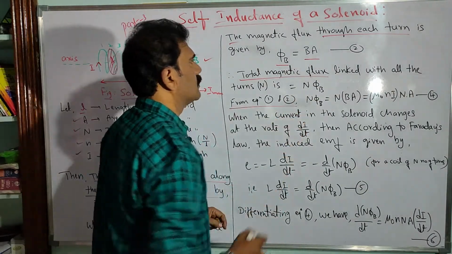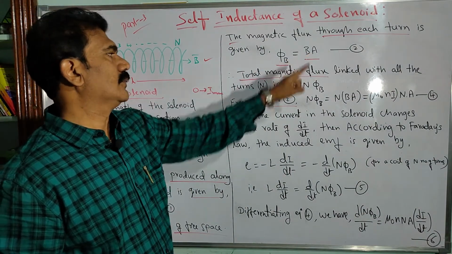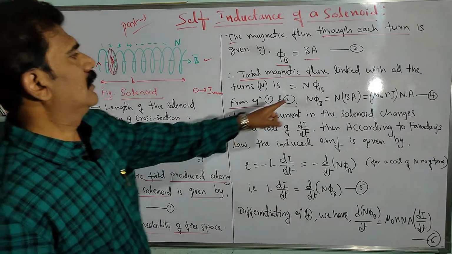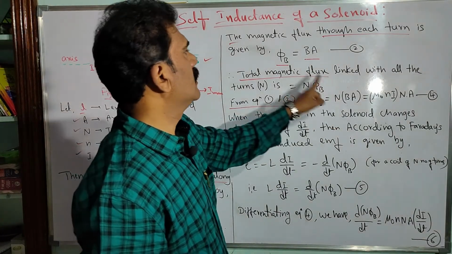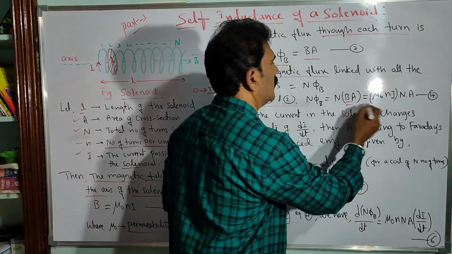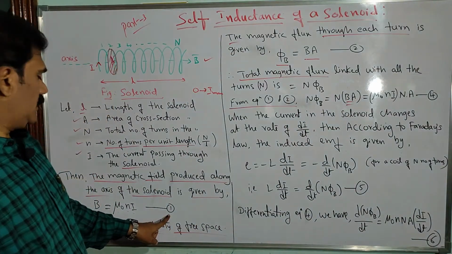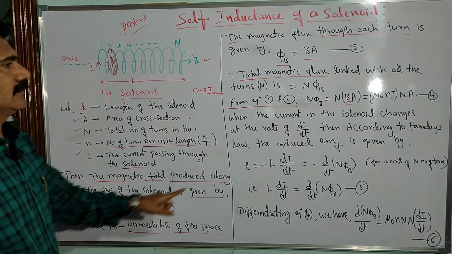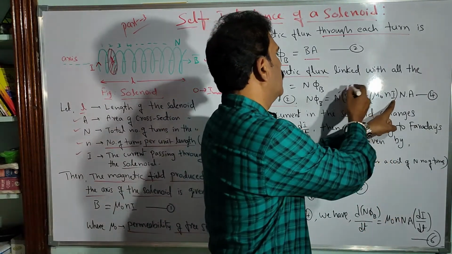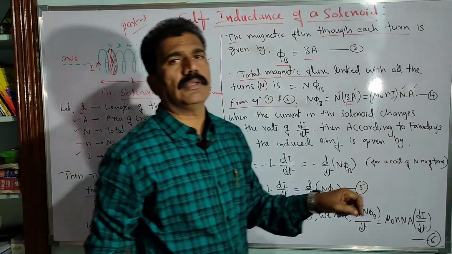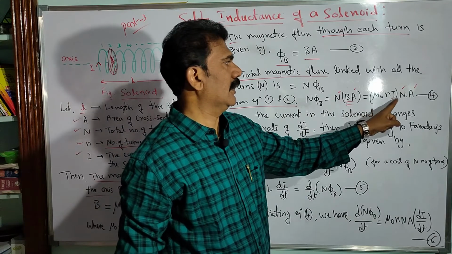Then comparing these two equations, 1 and 2, you can substitute B here. So N into phi B is equal to, phi B is equal to how much? B into A, substituted already here. Further, you can substitute B also from equation 1. What is that? Mu naught into n I, substitute here, mu naught n into I, into N A as it is. Clear?